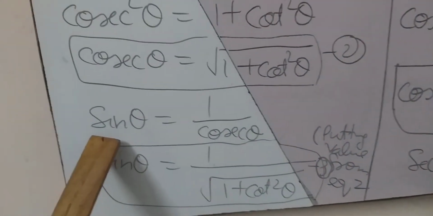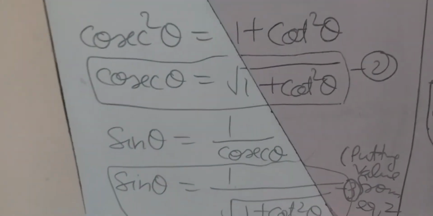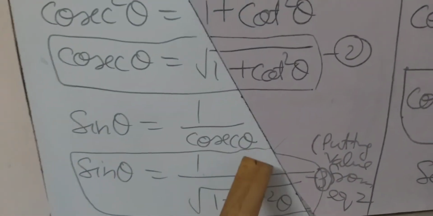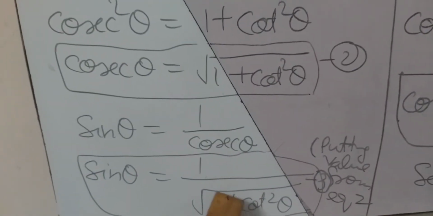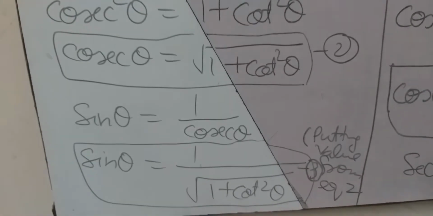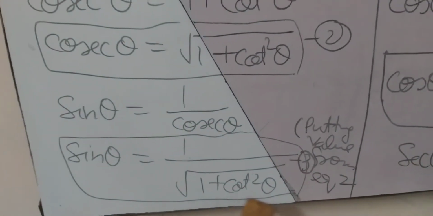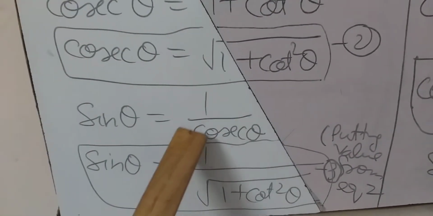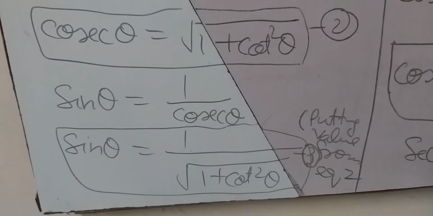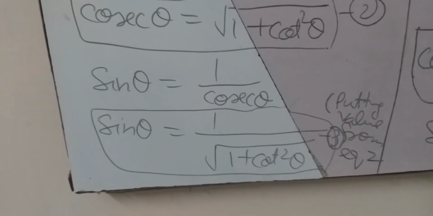Now student, we know sin theta is the reciprocal of cosec. So when we put the cosec theta value here from equation 2, then we can change sin theta in terms of cot. So 1 upon root 1 plus cot square theta, we have put here the cosec theta value from equation number 2. So sin is also changed in terms of cot.